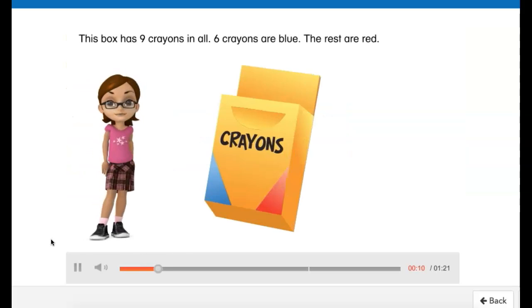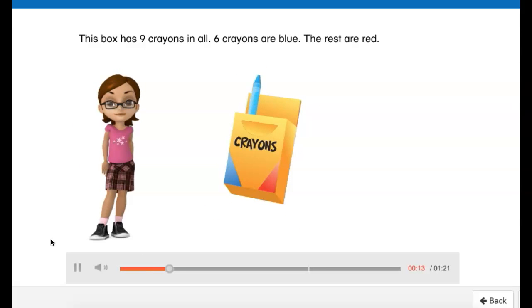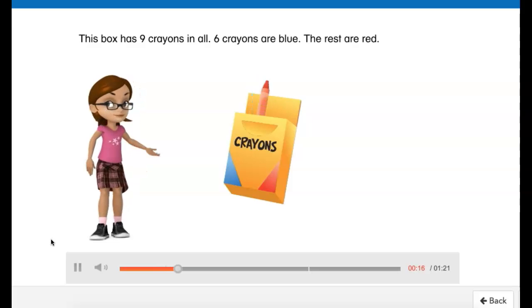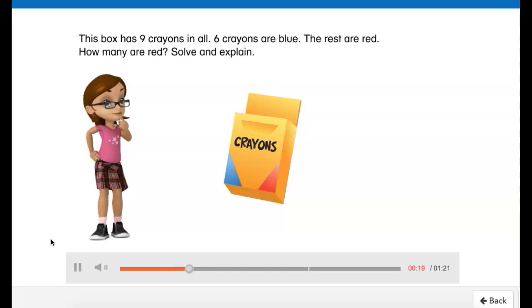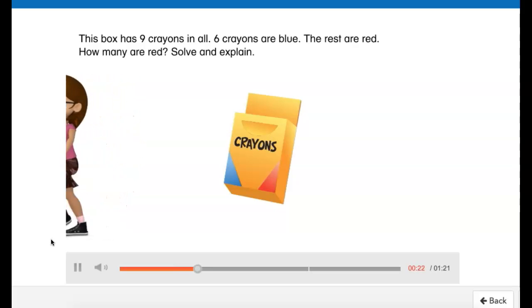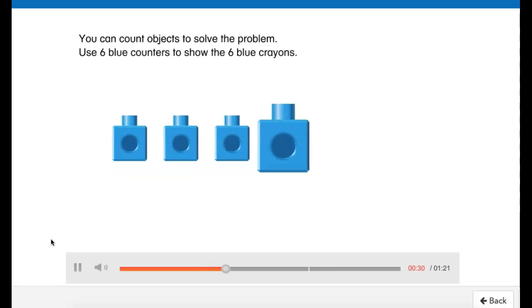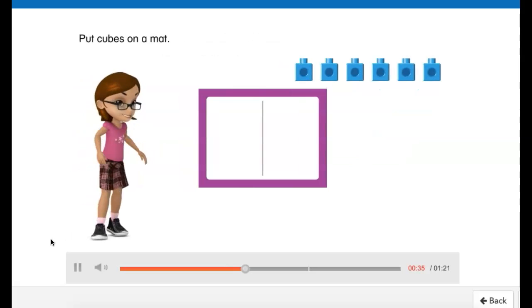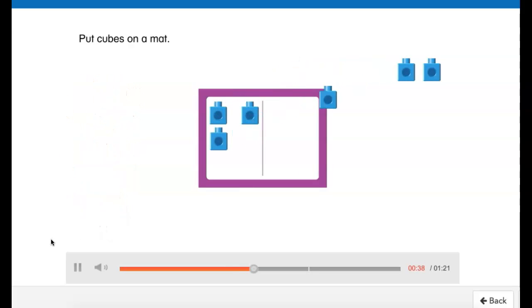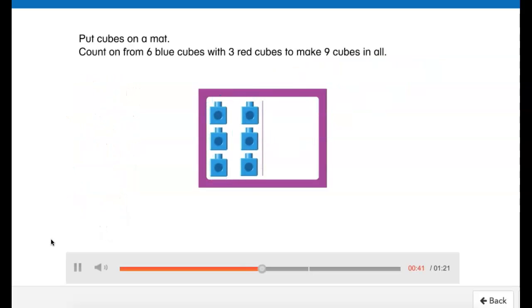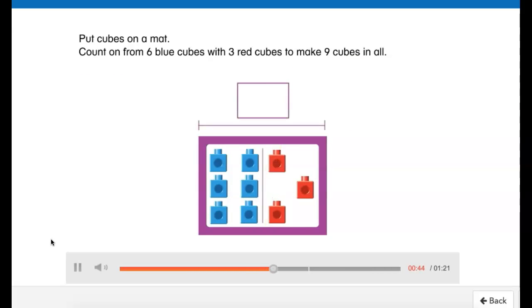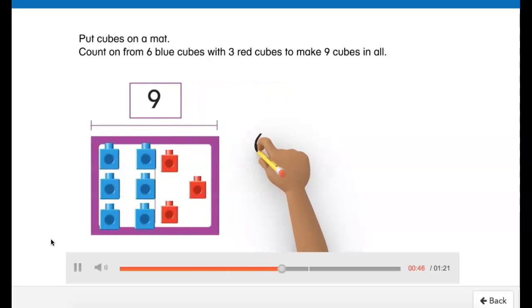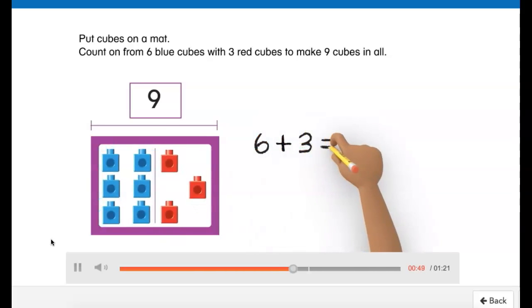This box has 9 crayons in all. 6 crayons are blue. The rest are red. How many are red? Solve and explain. You can count objects to solve the problem. Use 6 blue counters to show the 6 blue crayons. Put cubes on a mat. Count on from 6 blue cubes with 3 red cubes to make 9 cubes in all. 6 plus 3 equals 9.